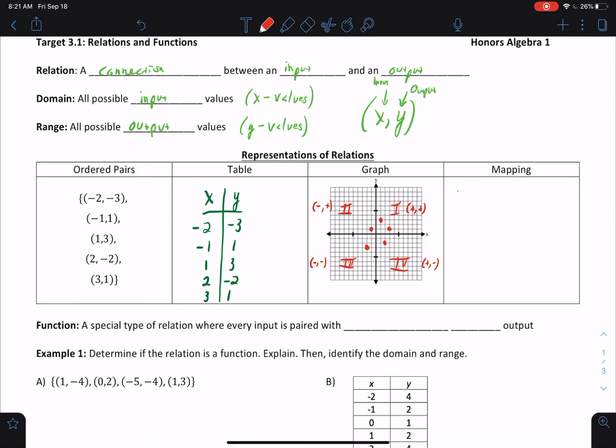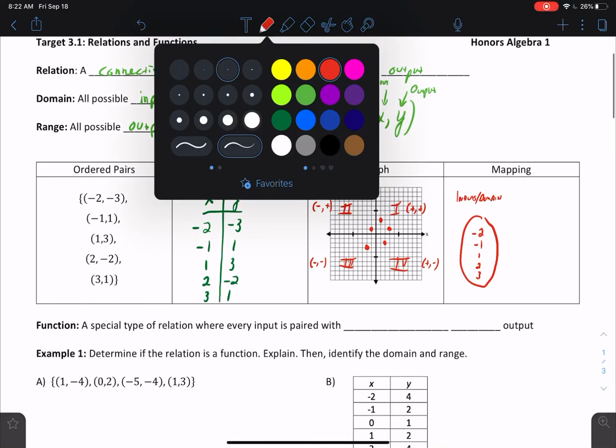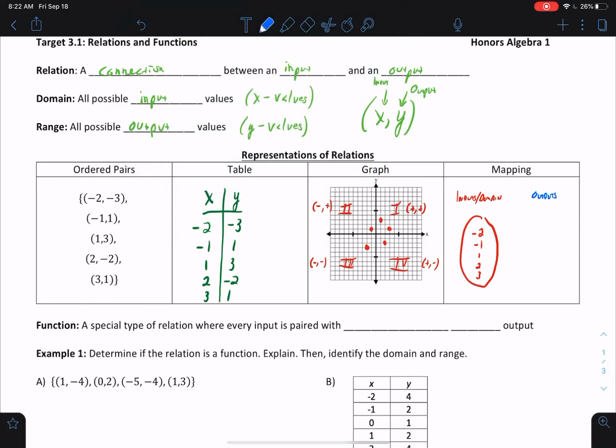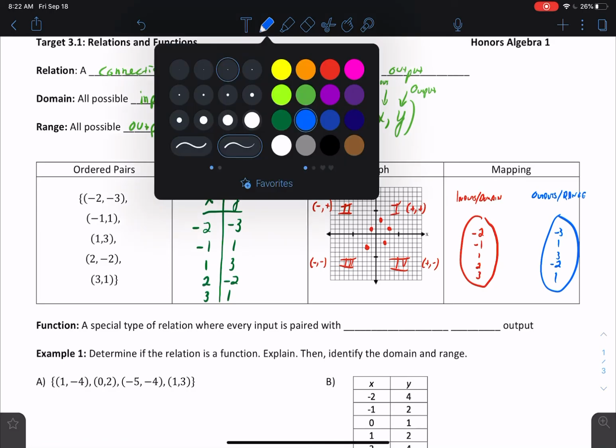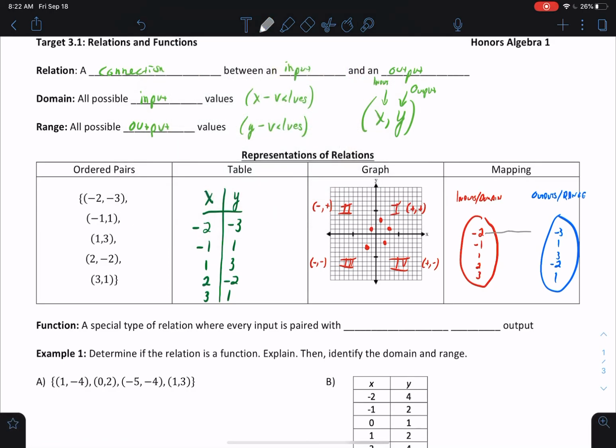So a mapping is when I'm going to take the inputs or the domain and put them all in a little circle here, a little oval, -2, -1, 1, 2, and 3. And then I've got my outputs, which is my range, in another oval. So I got -3, 1, 3, -2, and 1. All right, and to map these now, I'm going to say, okay, what does -2 go to? -2 gets mapped to -3. -1 gets mapped to 1. 1 gets mapped to 3. 2 gets mapped to -2. 3 gets mapped to 1. So in that mapping, you can see that they're connected, okay? So these are 4 different representations of relations.